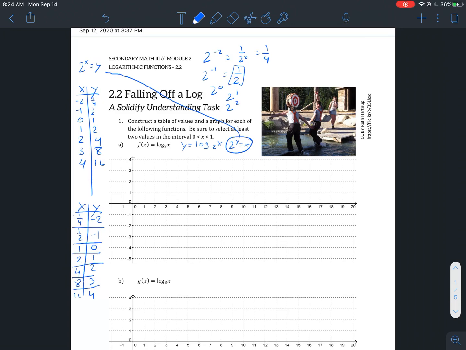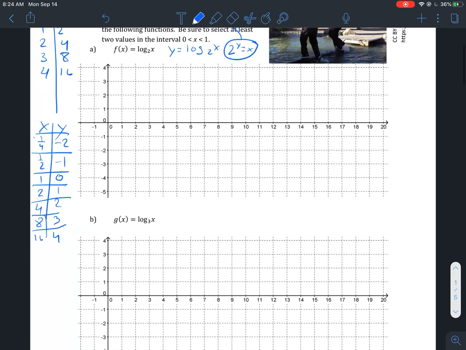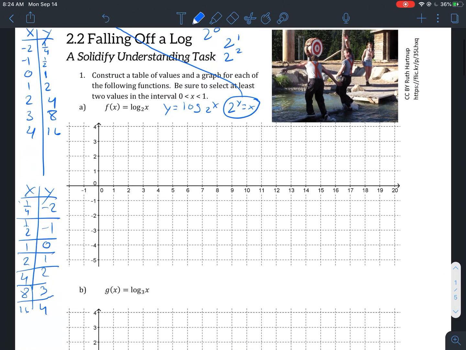All right, so I took the inverse of this guy, which would be that, found the points, and then I just swapped them back to make it a log function. So we do 1/4, -2, 1/2, -1, 1, 0, 2, 1, 4, 2, 8, 3, and then 16, 4. So that is what our function would look like.